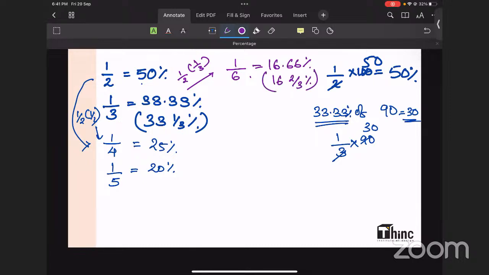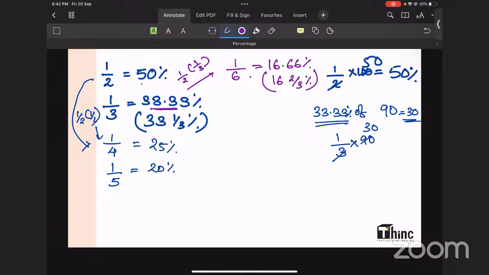Okay, so 1 by 6 is 16.66%. We don't need to learn this by heart. Why? We know this, so we will connect it. This is integrated learning, or connected learning, like connecting the things which we are learning new to the previous knowledge. So we are just integrating the previous knowledge with this.